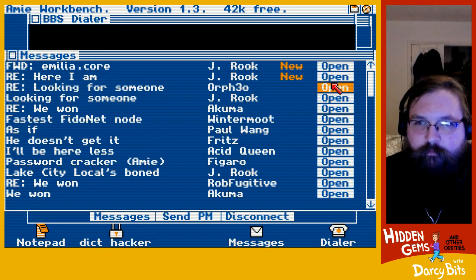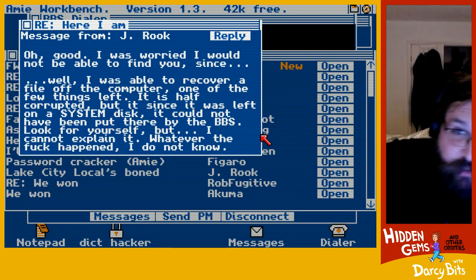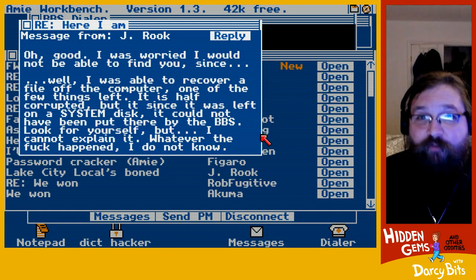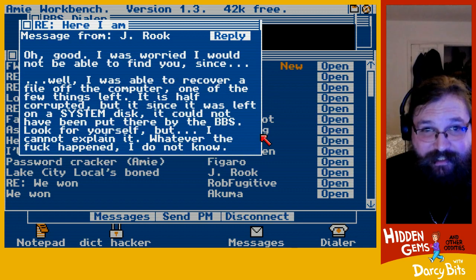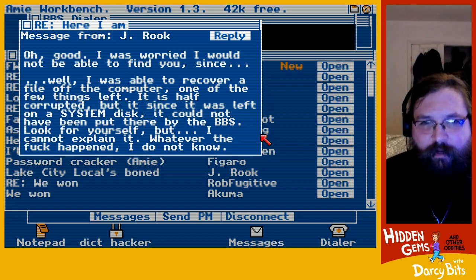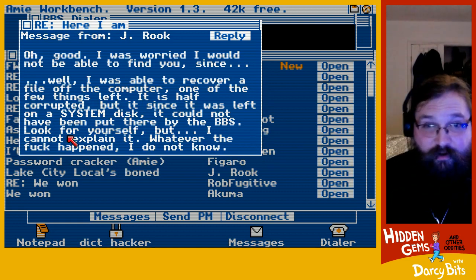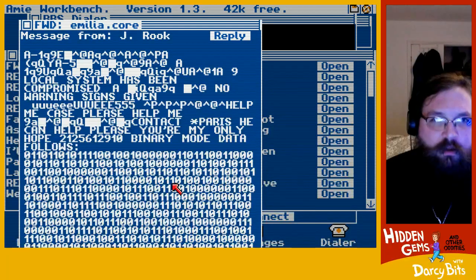Here I am. Oh good, I was worried I would not be able to find you since... Well, I was able to recover a file off the computer. One of the few things left. It is half corrupted, but since it was left on a system disk, it could not have been put there by the BBS. Look for yourself, but I cannot explain it. Whatever happened, I do not know. Thanks, Rook. Forward.